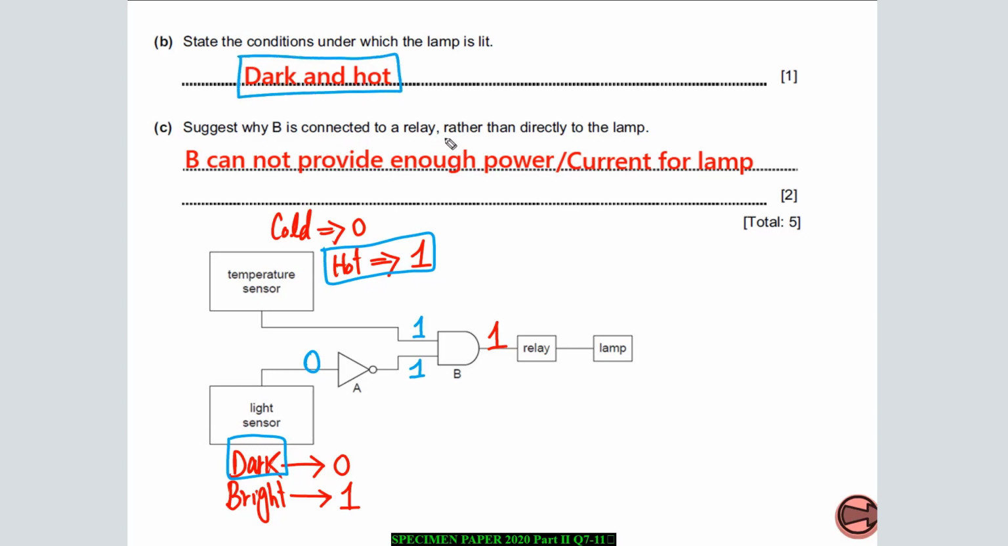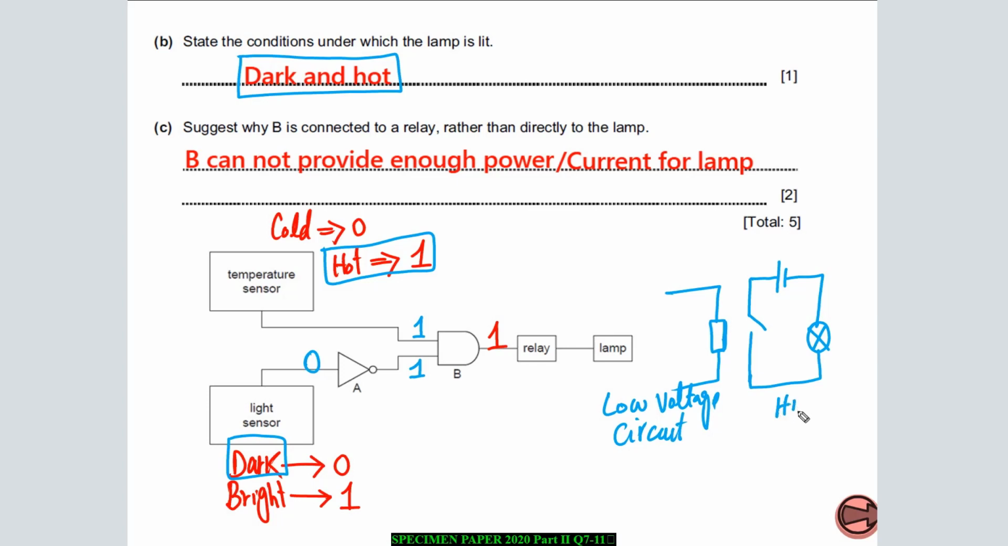Suggest why B is connected to a relay. We need to understand the logic. Let's say this is our circuit and the relay is here. This is just a coil, and here we have a circuit like this. Let me draw it in a slightly different way so you can see the logic. Let's say here is a battery and here our lamp is attached like this. So this is a low voltage circuit.